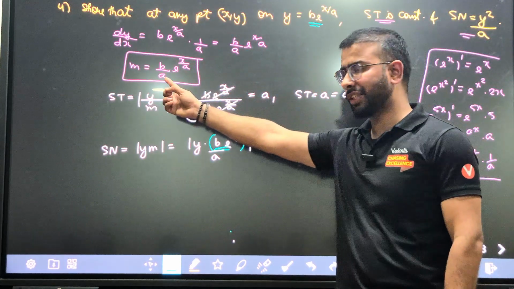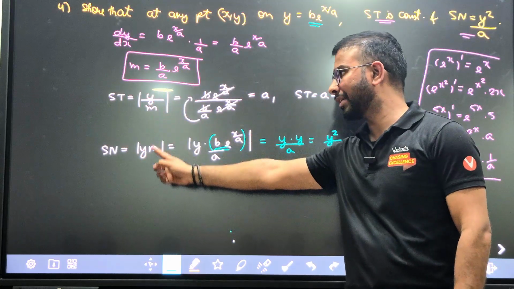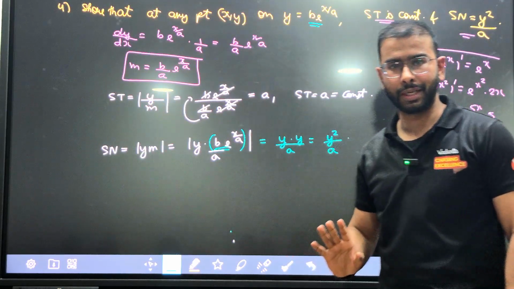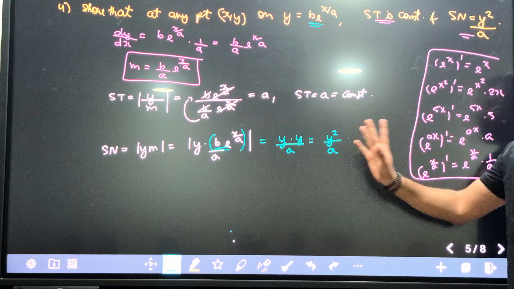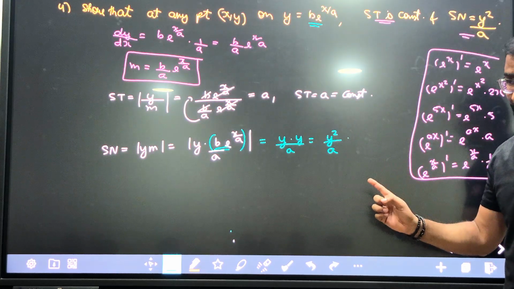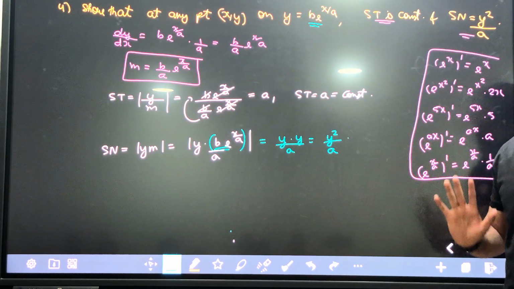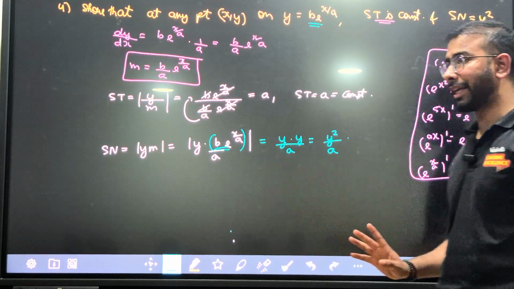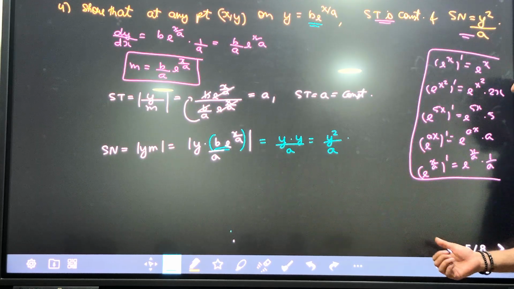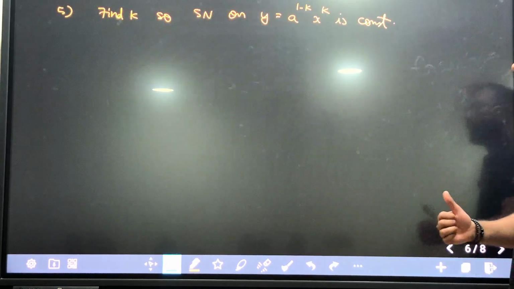Again, differentiation will get m, subtangent, subnormal. You have to just apply the formula. It looks actually initially difficult, but it's not. Okay? So get these things done. It will make your life super easy. That's the reason I am again focusing on differentiation and tangent and normal. Let's take the next question.